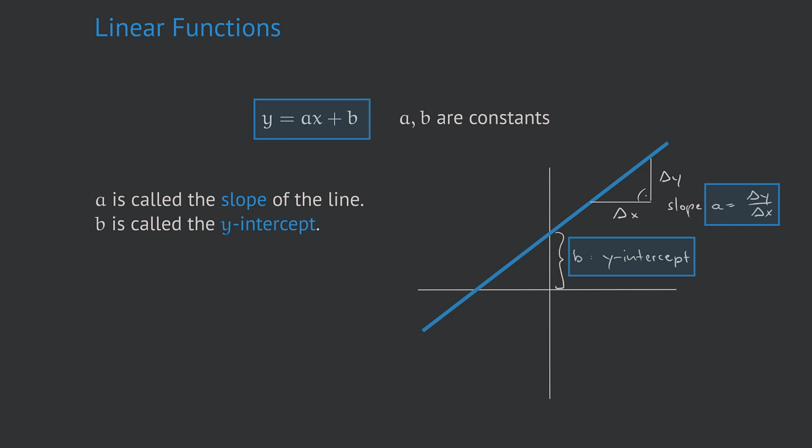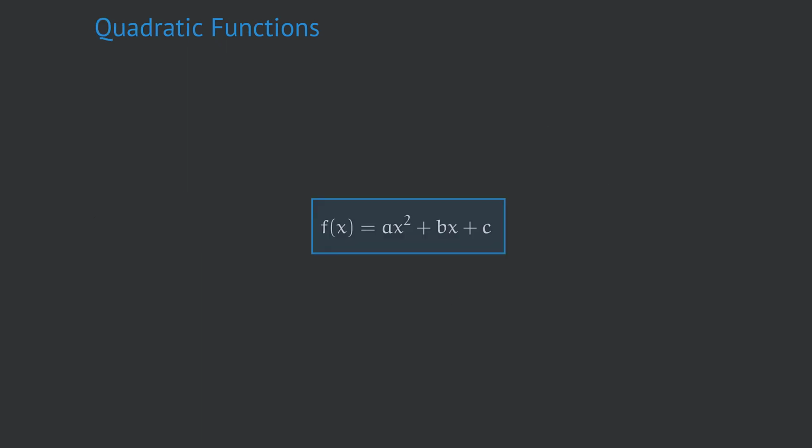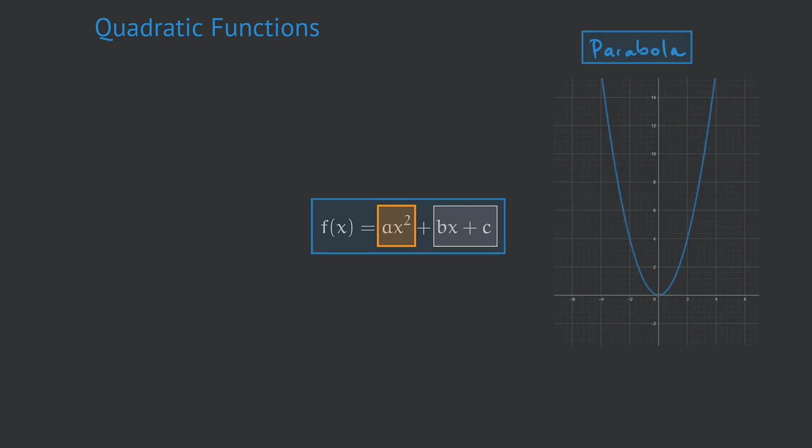Now we want to talk about another class of functions which we obtain if we take a linear function and add a so-called quadratic term. Those functions are called quadratic functions. A quadratic function has this form, where the original linear function is here and the new quadratic term is here. The graph of a quadratic function is called a parabola and typically looks like this.